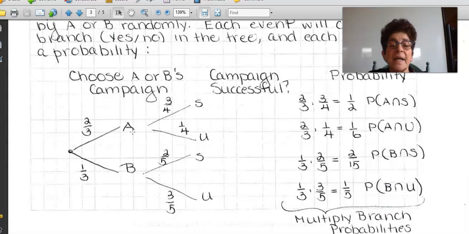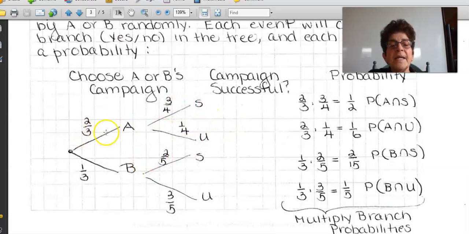Once we choose a candidate, then we have a choice as to whether the campaign we're looking at is successful or unsuccessful. We were told that 3/4 of A's campaigns are successful, which means 1/4 of them are unsuccessful. Likewise, we were told that 2/5 of B's campaigns were successful, which means 3/5 of B's campaigns are not successful.